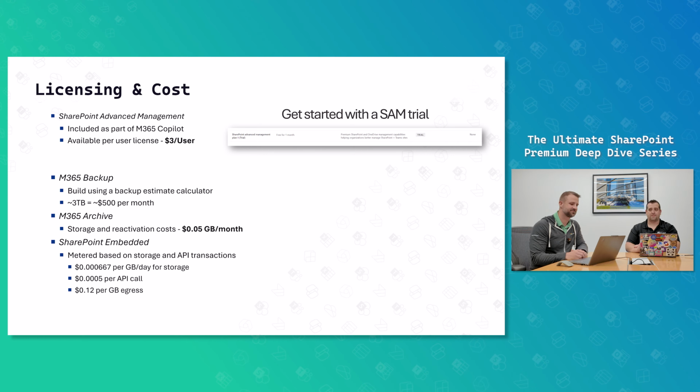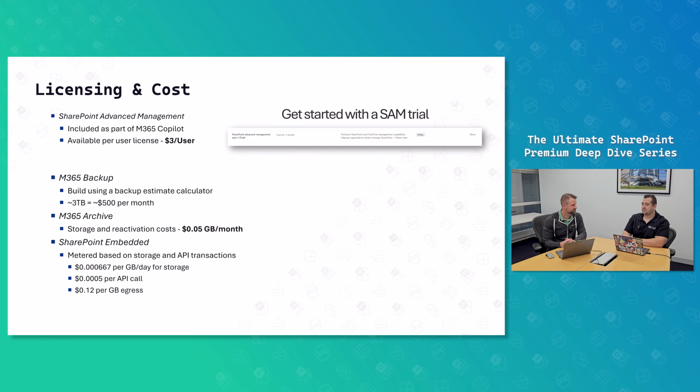And let's start with SharePoint Advanced Management. And we just had something new from Ignite, which is not that long ago. It used to be $3 per user per month for SAM. And what made it difficult is that you needed everybody in the tenant to have it. So if you had 10,000 users, that's $30,000 per month. That's a lot of money.